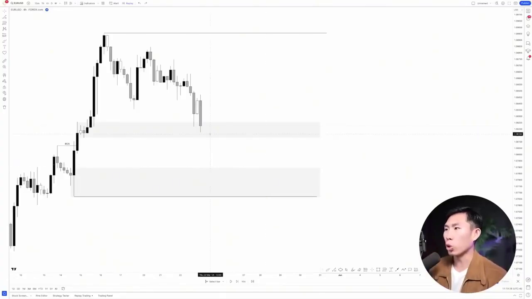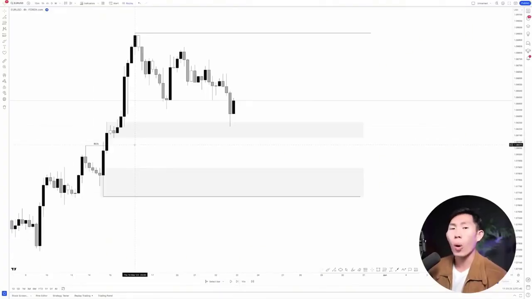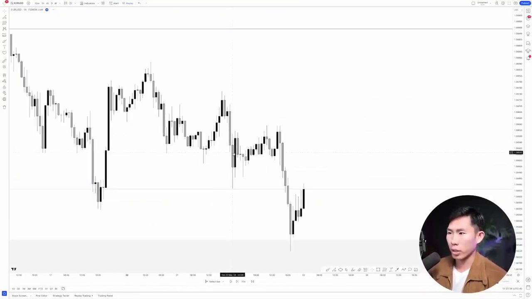But for now, price has stepped into our near demand zone, so we are looking at what price is doing at this near demand zone. At this point, price has actually reacted from this near demand zone that we have right here, right? So let's go down to the 1-hour time frame and see what price is doing.